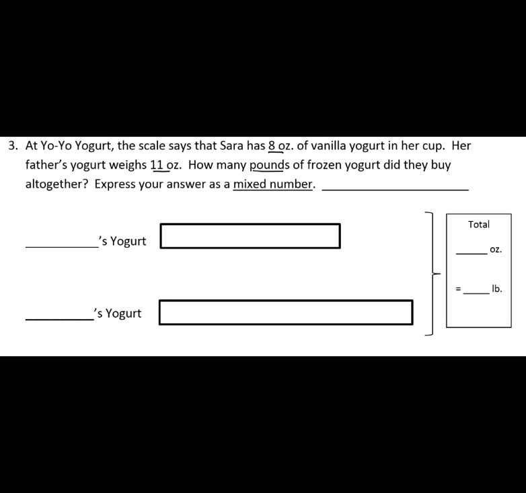I'm going to show both of these on the tape. Since Sarah has 8 ounces and that's less than her father's, we'll call the first tape Sarah's, and that is 8 ounces. Her father's yogurt is 11 ounces. Altogether, that would be 19 ounces.